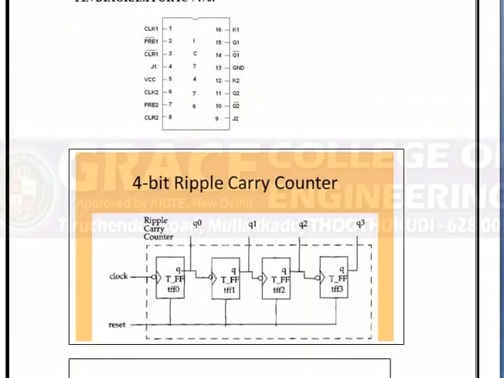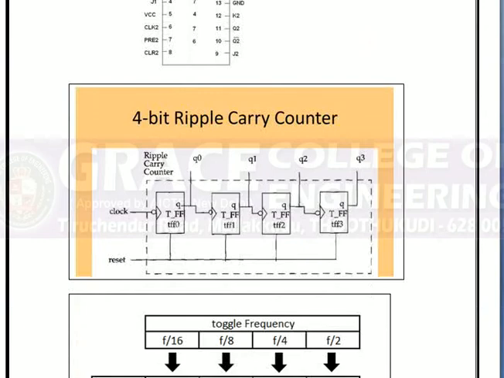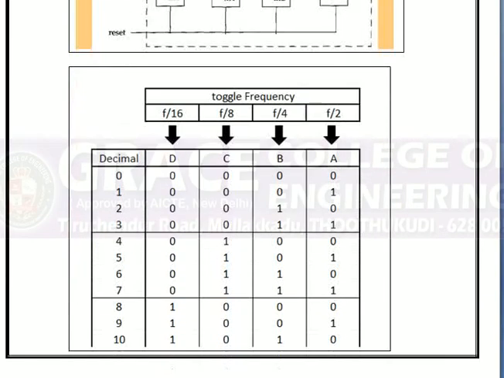This is the pin diagram of IC 7476. This is the 4-bit ripple counter logic diagram. This is the 4-bit ripple counter truth table.